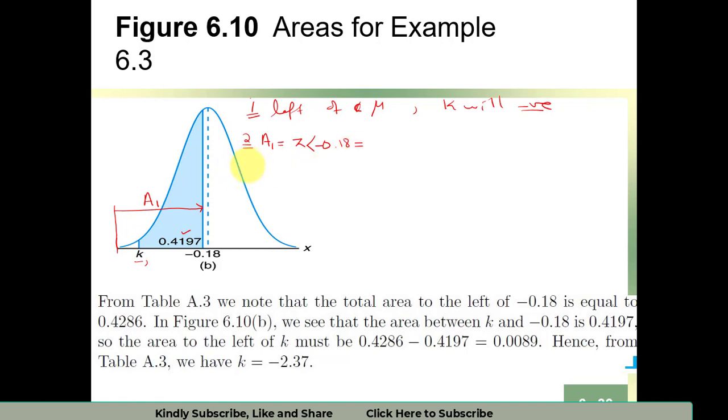Then I will check on the third point. I will check the area. Now we have the probability 0.4197. We have been given this probability, and this probability is between these two points. So the clue is that we will subtract 0.4197 from this area. Let me check this area from the book.